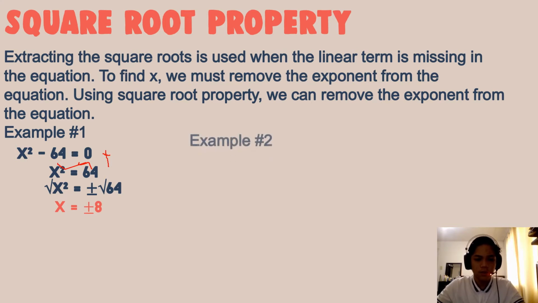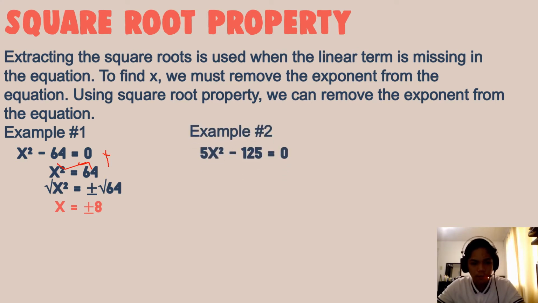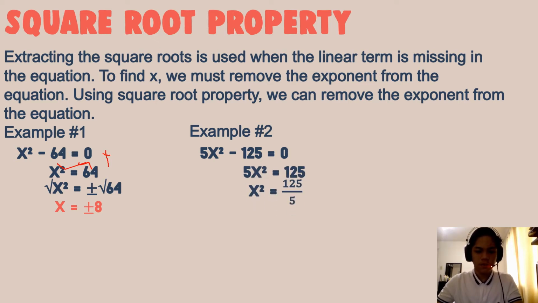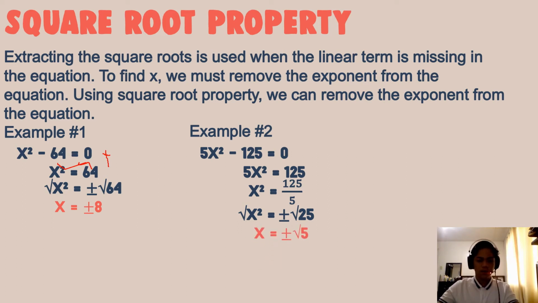Example number 2. Same, but there's a 5 in front of x squared, so you must divide by 5 after transposing. See? If you divide, it will become 25. Now we just need to take the square root of both sides. Now x is equal to positive negative 5. Why is there a positive negative? It's because when taking the square root, there are two values.